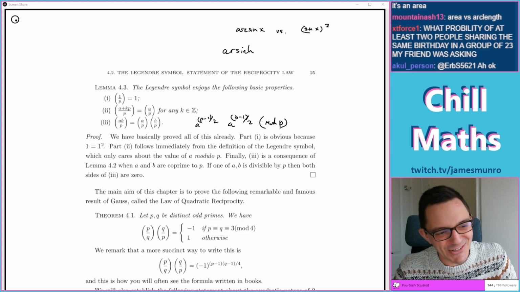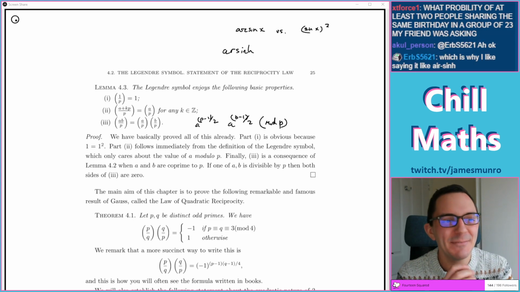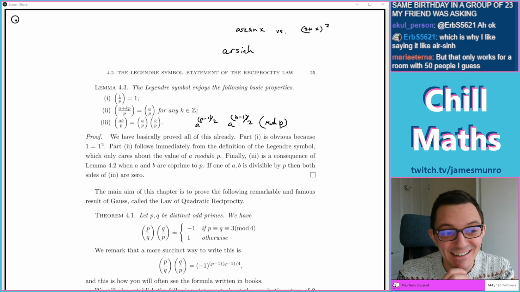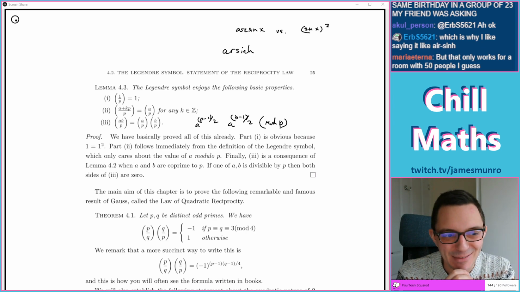Hello, XT Force 1. That's very loud. It's about 50%. It's about 50%. It's really good. If you've got a group of 23 people, it's brilliant.